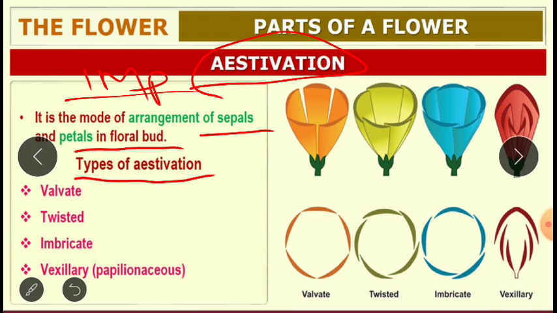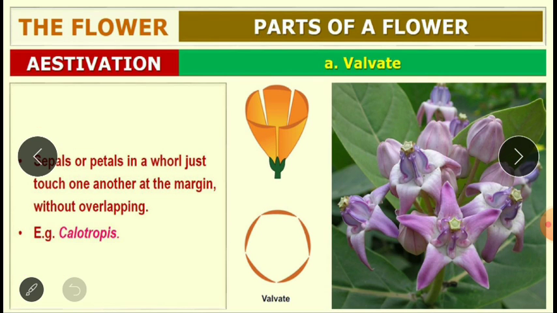So in the types of aestivation, we are having 4 types of aestivation: valvate aestivation, twisted aestivation, imbricate aestivation, and vexillary or papilionaceous aestivation. So here these are going to be the 4 types of aestivation, that is valvate, twisted, imbricate and vexillary. Let us study each one of them. The first one, that is valvate.